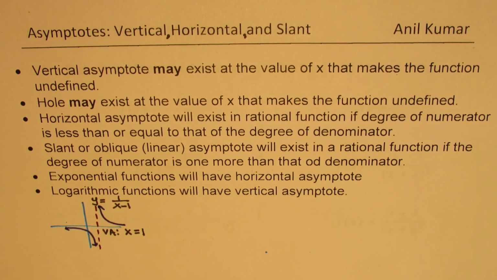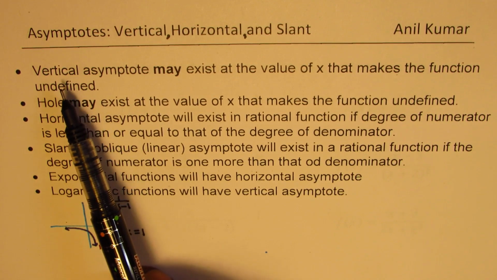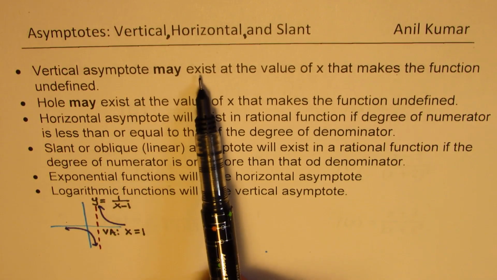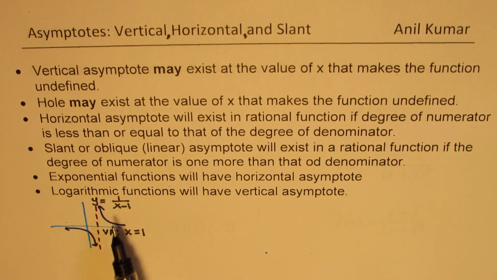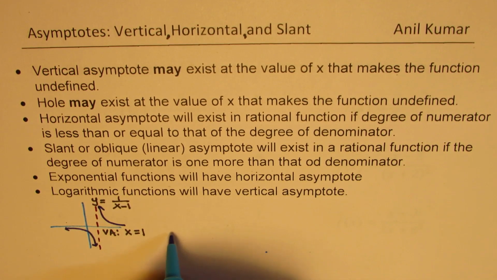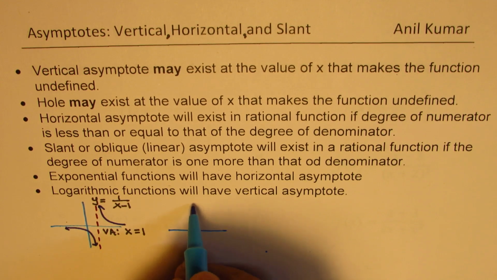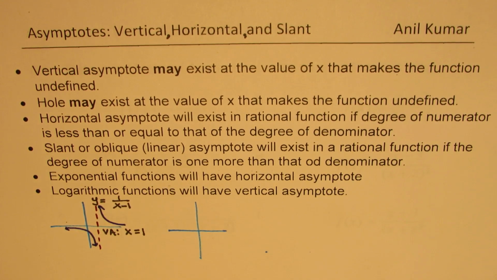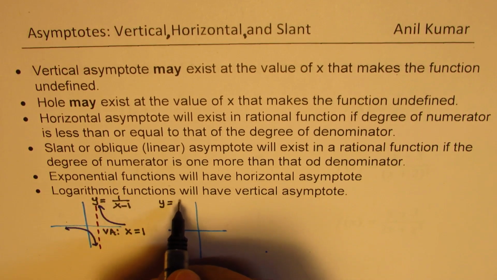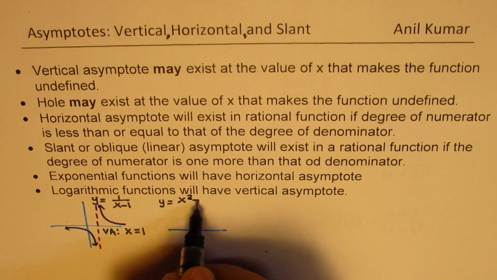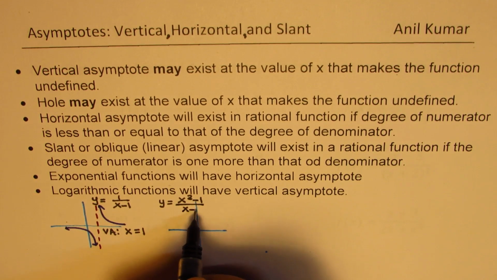Clear? So now let's get back to our definition, which says a vertical asymptote may exist at the value of x that makes the function undefined. So x equals 1 makes this function undefined, and the vertical asymptote does exist, whose equation is x equals 1. Clear? Now let's take another example. I'll place it very close by, and this time we will have a variation to this. We say y equals (x squared minus 1) over (x minus 1).